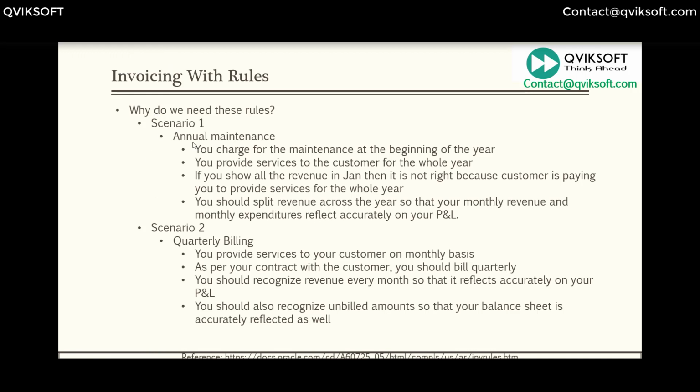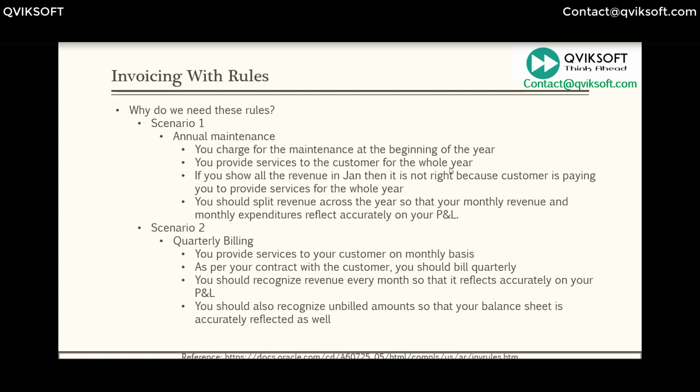Scenario one is annual maintenance. You charge for the maintenance at the beginning of the year, like typical software maintenance. Every year we pay software maintenance fees to the vendor. If you are the vendor, you're charging these fees to your customer. At the beginning of the year, you send the customer an invoice for the full year of service, let's say $12,000. The customer makes the payment, and then you provide services for the whole year.